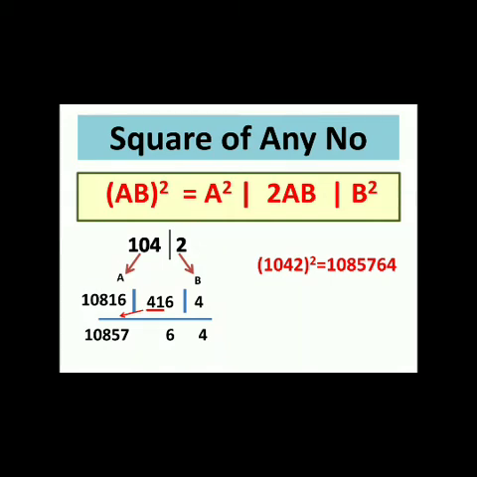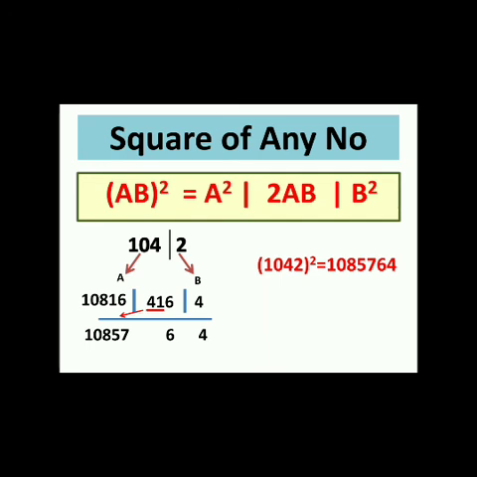1042. So what am I going to do for this again? My last digit in the units place is 2. That becomes my B and the remaining digits become my A. So 104 is A and 2 is B. So what am I going to do now? First I'll make the square of B. So 2 ka square is 4. Then 2AB in the middle section. So 104 into 2 will give me 416. Okay, then 104 ka square.